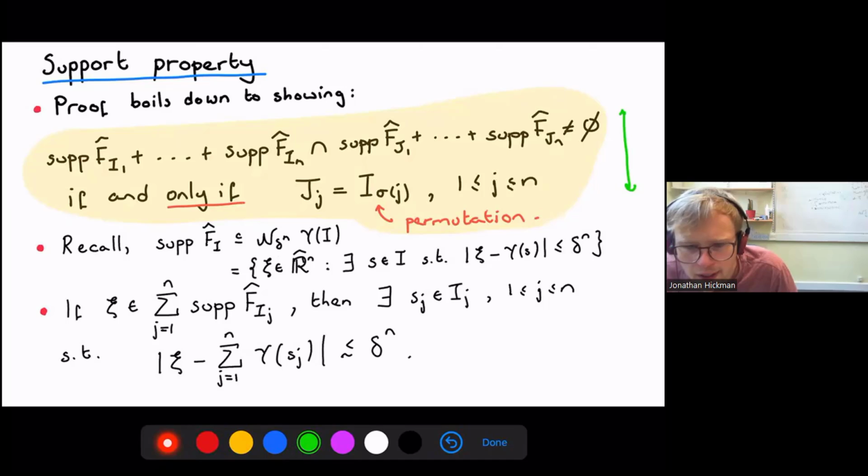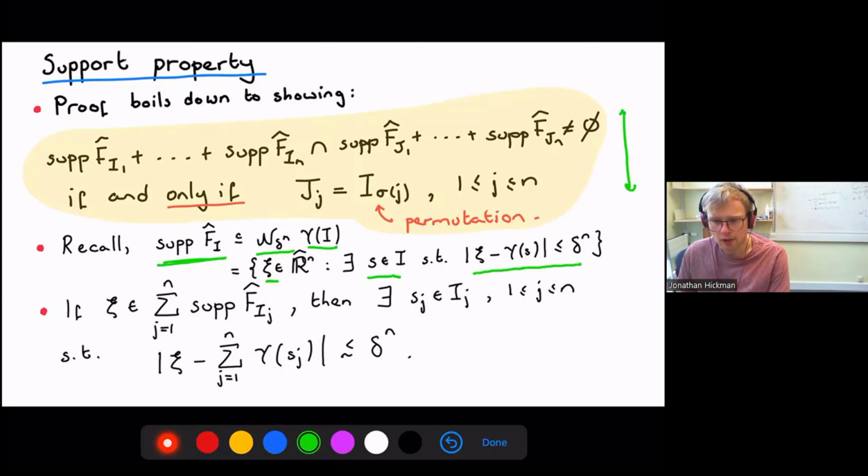So I want to investigate this support property in a little bit more detail because it's the linchpin of the whole proof. So let's remember that these localized pieces, the f_I's, are Fourier supported in a delta to the n neighborhood of the portion of the curve over the interval I. So this means if ξ lies in the support, then there must exist some point s in the interval such that the distance between ξ and γ(s) is at most delta to the n.